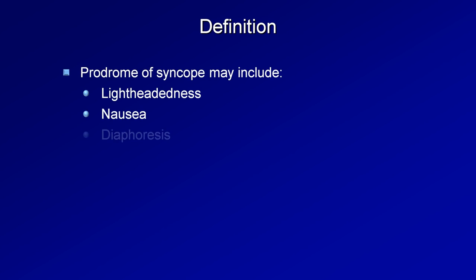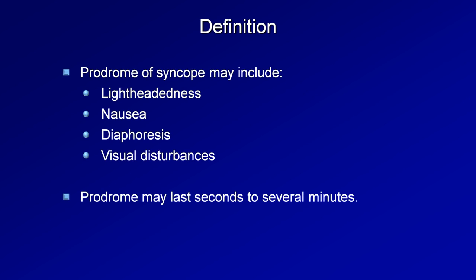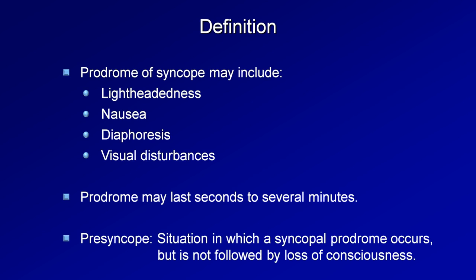Syncope is frequently, but not always, immediately preceded by a very brief collection of symptoms known as a prodrome. This prodrome may include lightheadedness, nausea, diaphoresis, and visual disturbances, and they may last several seconds to several minutes. As a very general rule, syncope that occurs without a prodrome is more likely to be cardiogenic in origin and thus more serious. There's an event called presyncope, which is the situation in which a syncopal prodrome occurs but is not followed by an actual loss of consciousness.